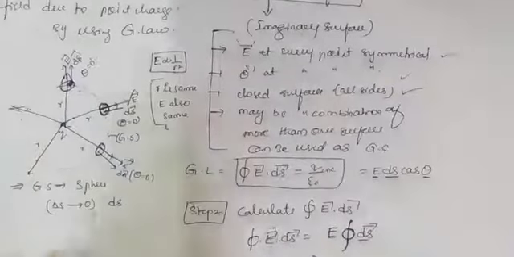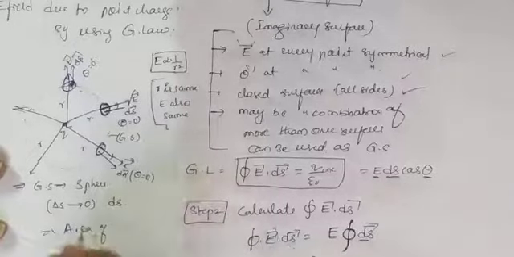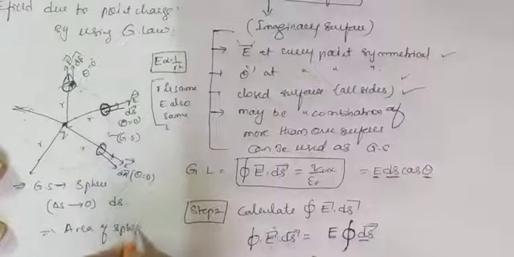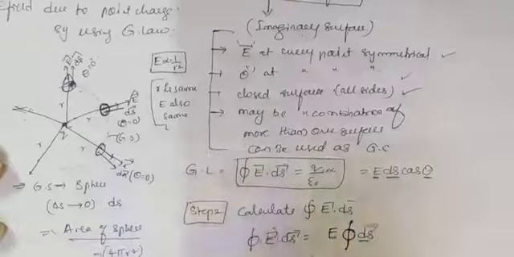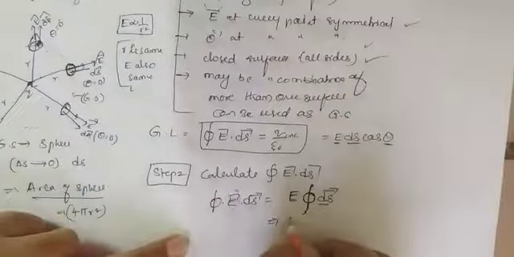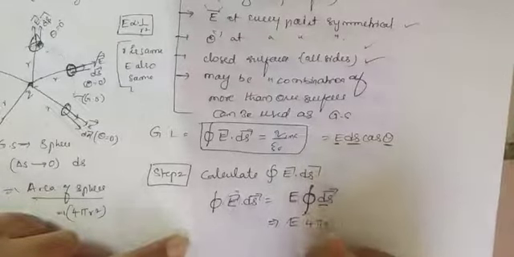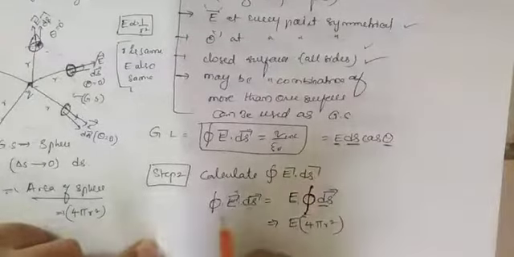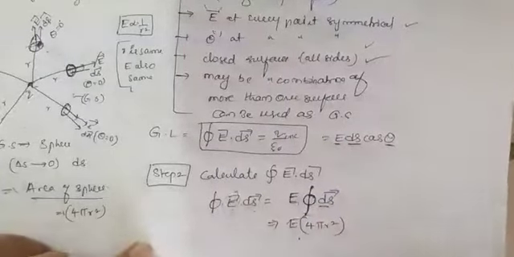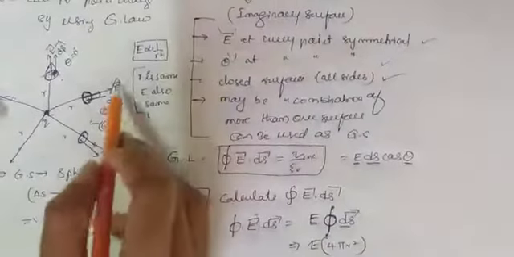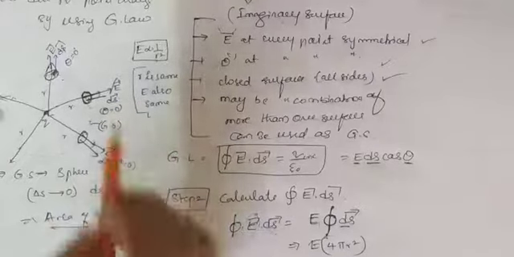Now the area of the sphere is what? Area of sphere is 4 pi r square. So just write here 4 pi r square. So E into the complete area of the sphere is E into 4 pi r square. So the integration of E bar dot ds bar is equal to E into 4 pi r square. Here there is no change in direction because E and ds are both in the same direction, so that's why theta is equal to 0.